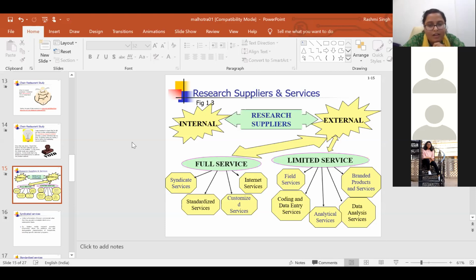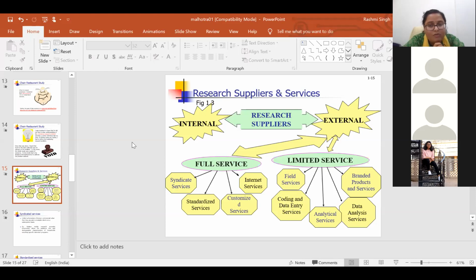Full service means, suppose you start a new company and launched a new product, let's say, and you want to know why the sales of your product are very low. So that is the objective of your research. Now, you want to conduct some research to know why the sales of your product are very low.